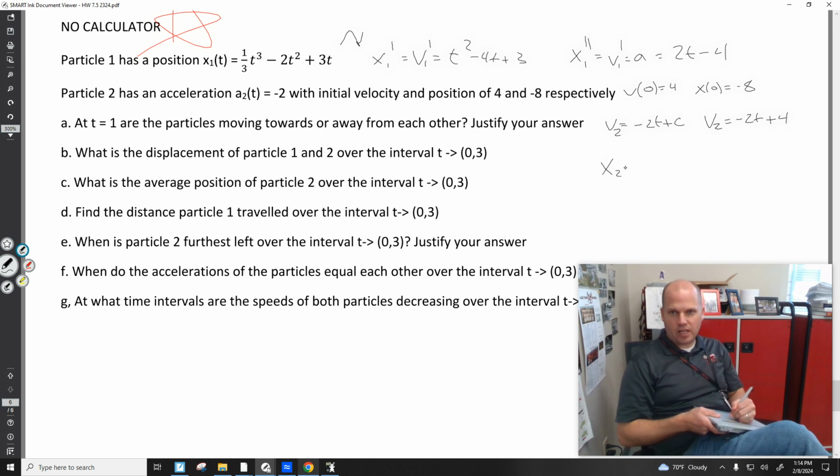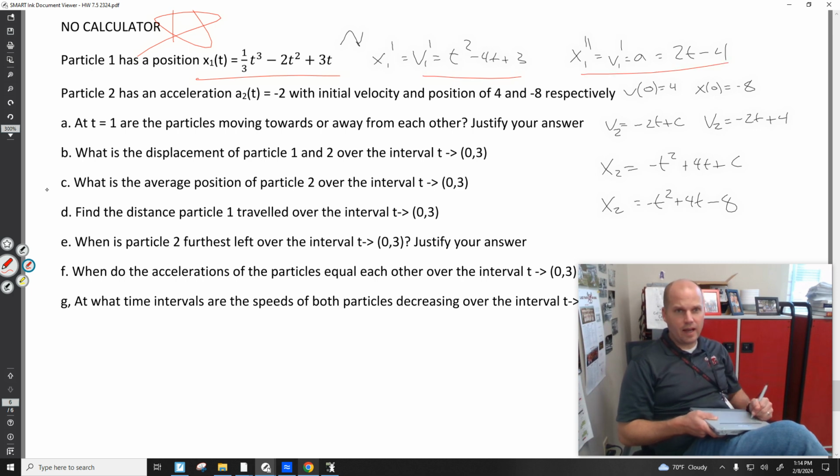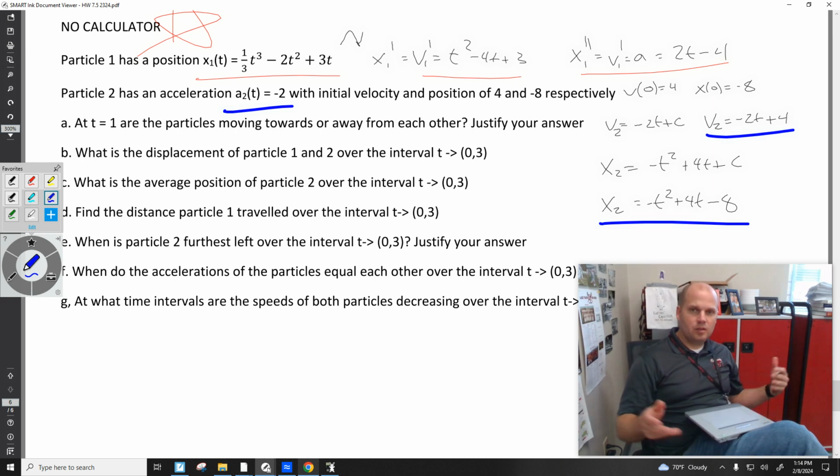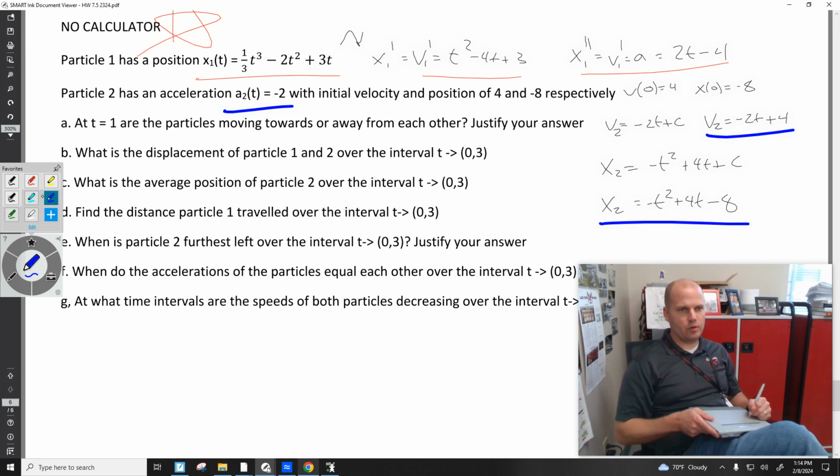Let's go backwards again to my position. It's going to be negative t squared plus 4t plus c. And then at 0, we get negative 8. So my position of particle 2 is negative t squared plus 4t minus 8. Having these, make sure you understand which one's which. There is my particle 1. Here's my particle 2, a, v, x. Circle them, whatever you want to do.